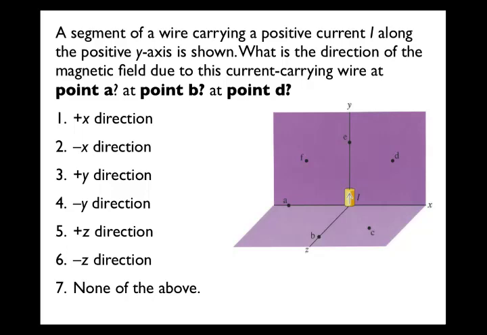So we've drawn a three-dimensional axis on a two-dimensional screen. X is directly to the right, Y is up, and you can think of Z as coming out of the screen, but it's drawn in perspective view here. So if we have current that's moving up along the Y-axis, what's the direction of the magnetic field at any of these points around there?